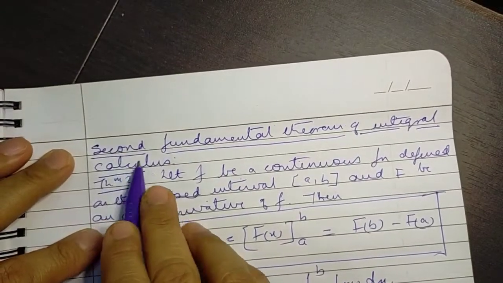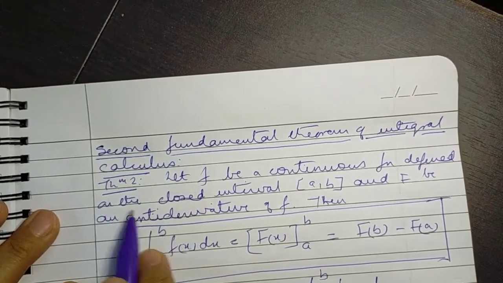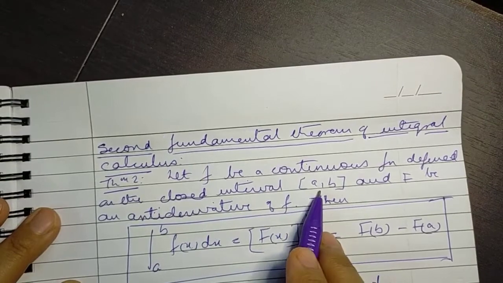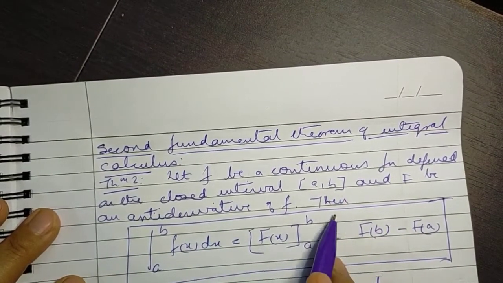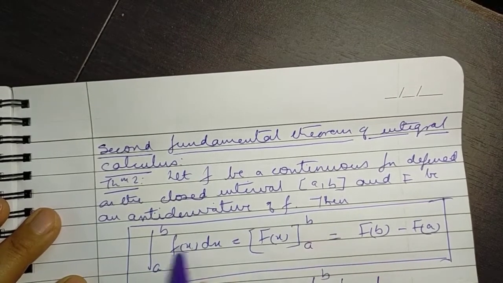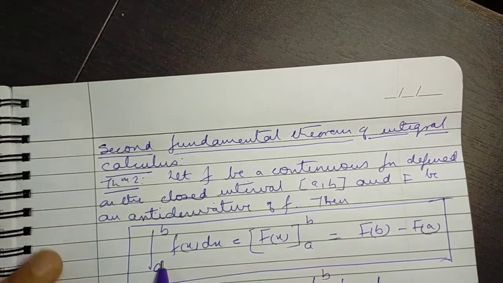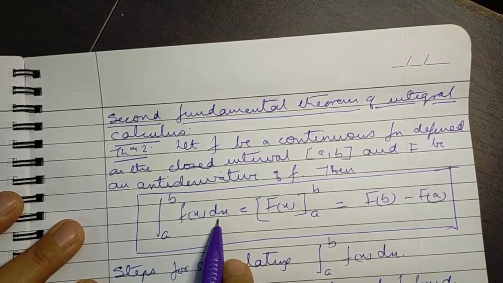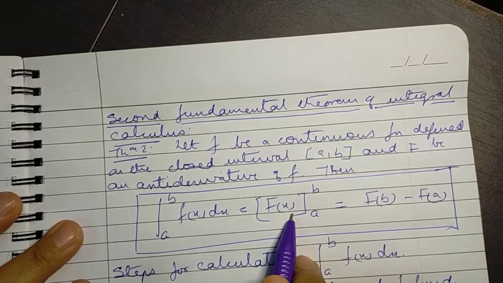Now we are going to introduce the second fundamental theorem of integral calculus, which says that if f is a continuous function defined on a closed interval a to b and capital F is the antiderivative or the integral of f, then the integral of f(x) dx is equal to capital F(x), which is the antiderivative.